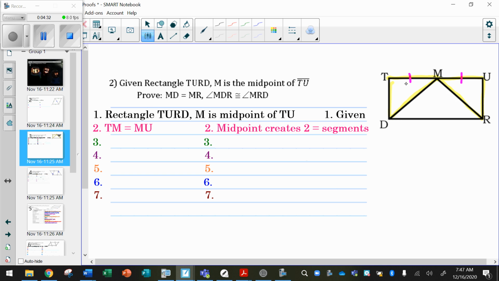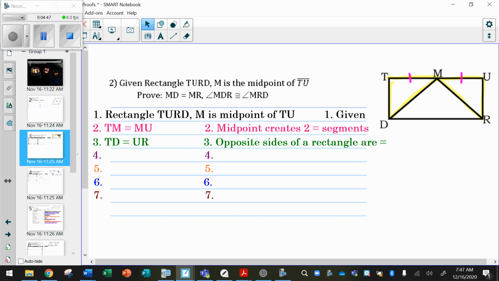So my focus is on these two triangles. All right. Right now I have the midpoints take care of one pair of congruent sides between those two triangles. Properties of a rectangle. I know that both pairs of opposite sides are equal, so that puts TD congruent to UR.